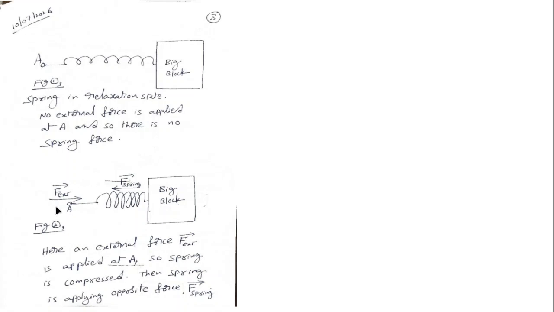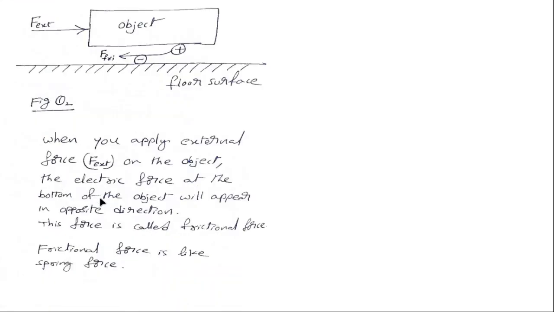Suppose external force is applied in the right direction, then the spring will be compressed. Once the spring is compressed, immediately the spring will apply opposite spring force. Similarly, here also, when you apply external force on the object, then only frictional force will appear. If the external force is zero, frictional force will be zero. See that here in figure 1.4, when you apply external force of 10 newtons, frictional force will be minus 10 newtons. Why? Because frictional force is along negative x direction, external force is along plus x direction. If you apply external force to be zero, frictional force will be zero.